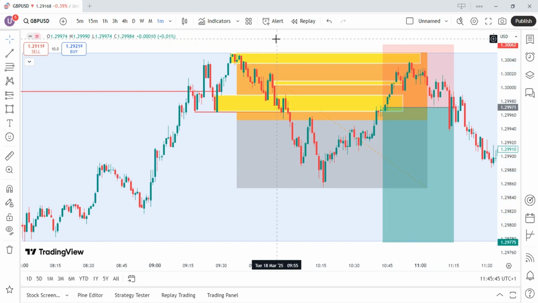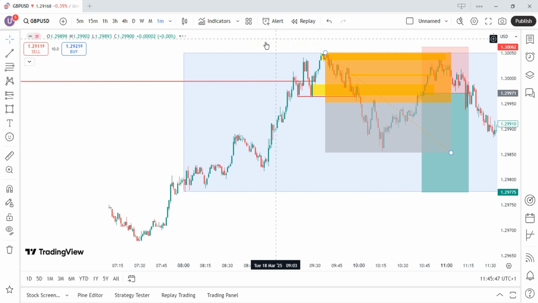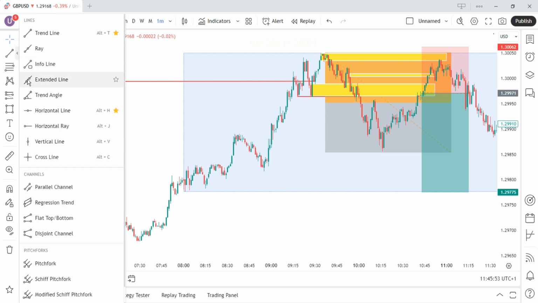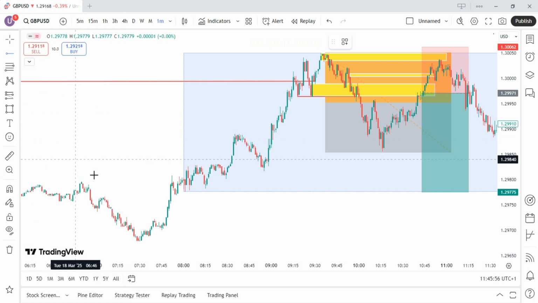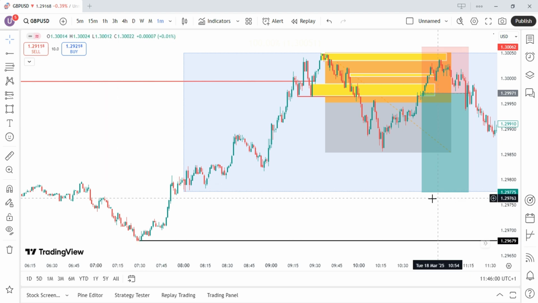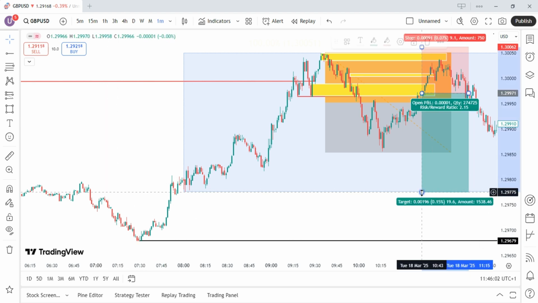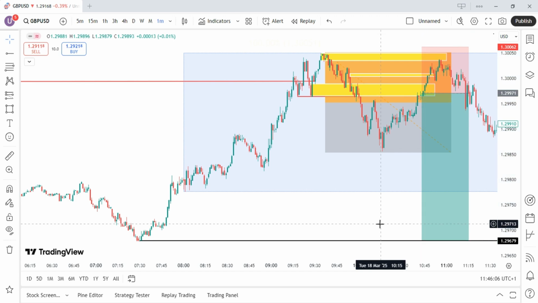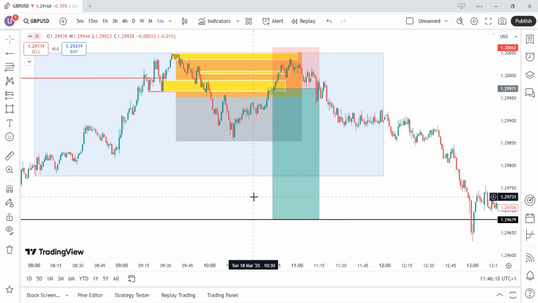Let me look for it. Okay, here it is. That's the liquidity. Let me use something and mark it. So this is our target, this zone. This is our target. So let's bring this down. So this is for our first entry, our first risk.